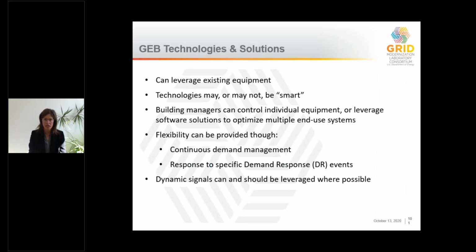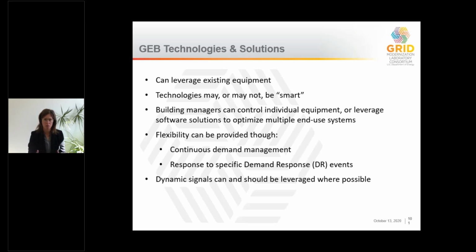So in summary here, we really can leverage existing equipment in the building. Some of these technologies may or may not be smart. You can do manual controls, or you might have technologies that could communicate with an intelligent control platform or a building automation system. These technologies may offer one or two-way communication with the grid, and I think we're going to see more and more technologies like that on the market. Moving on, building managers can control these individual equipment, or they can leverage software solutions, which I'll talk about more in a moment, that can really optimize multiple end-use systems.